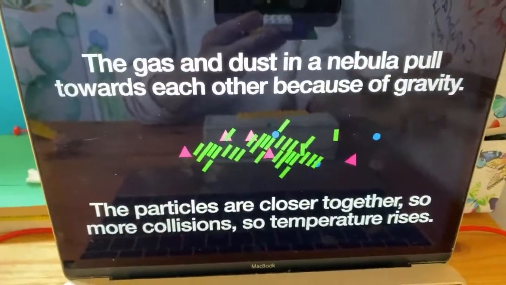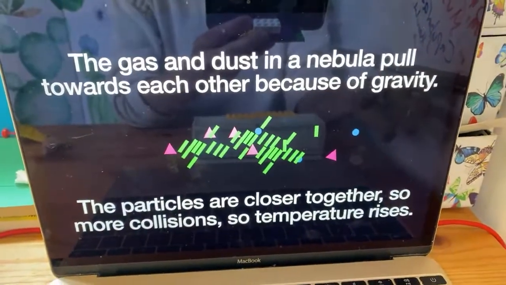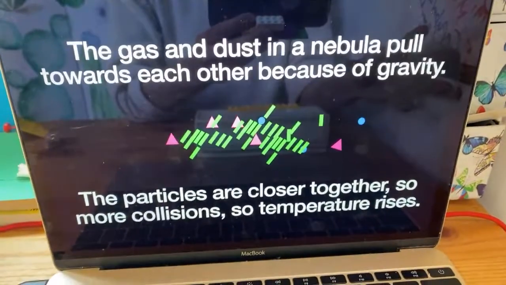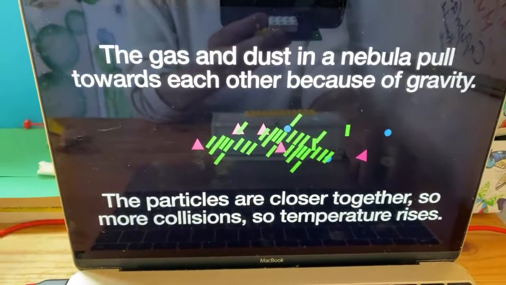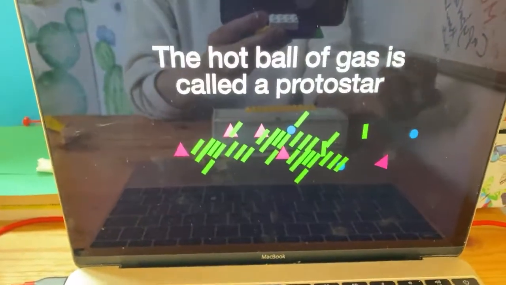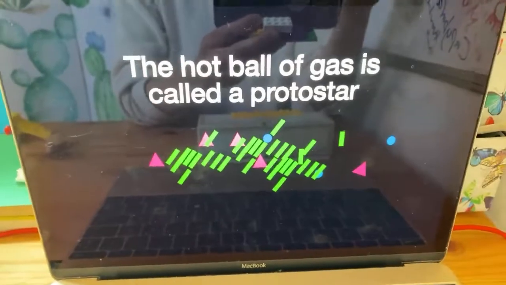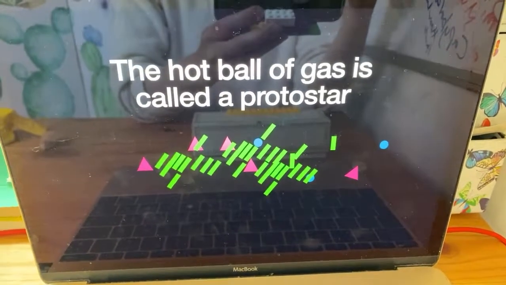Okay, so we've got this cloud of mainly hydrogen gas, but some other bits and bobs. Because every bit of matter has gravity, they've pulled towards each other, so they get hotter. And this collection now of denser particles, this is a protostar. Not quite a star, but a protostar.